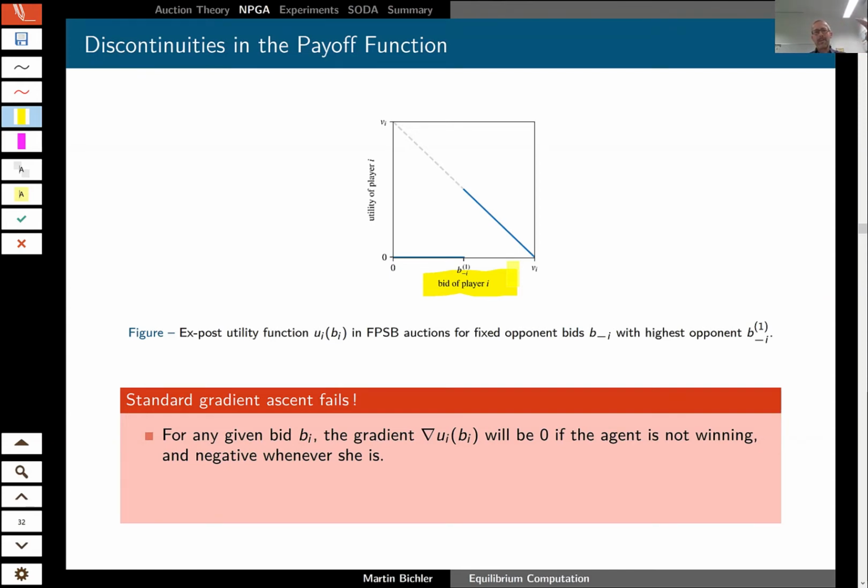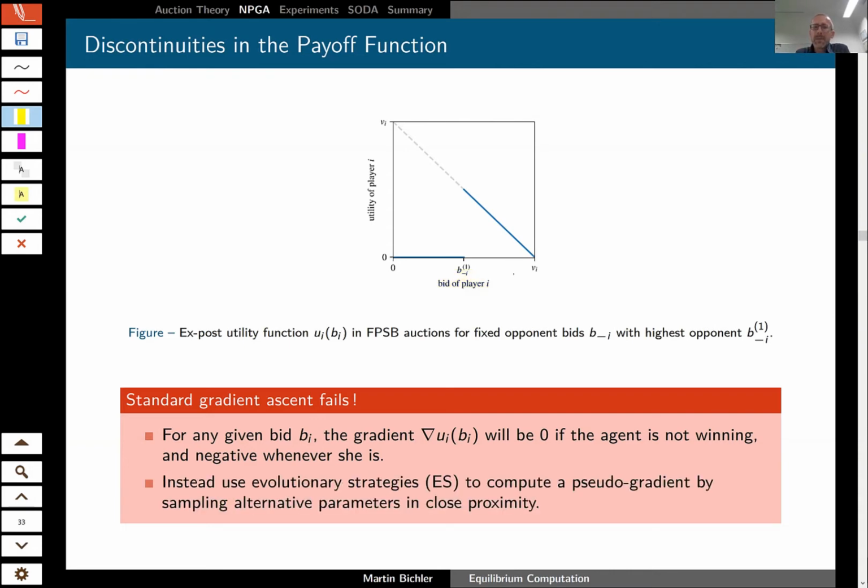So at the end of the day, and you can show this empirically, all your agents will bid null. That's not super useful, and it took us a while to figure out what the problem is. But the point is there are workarounds, and one of the workarounds that we used here is evolutionary strategies.